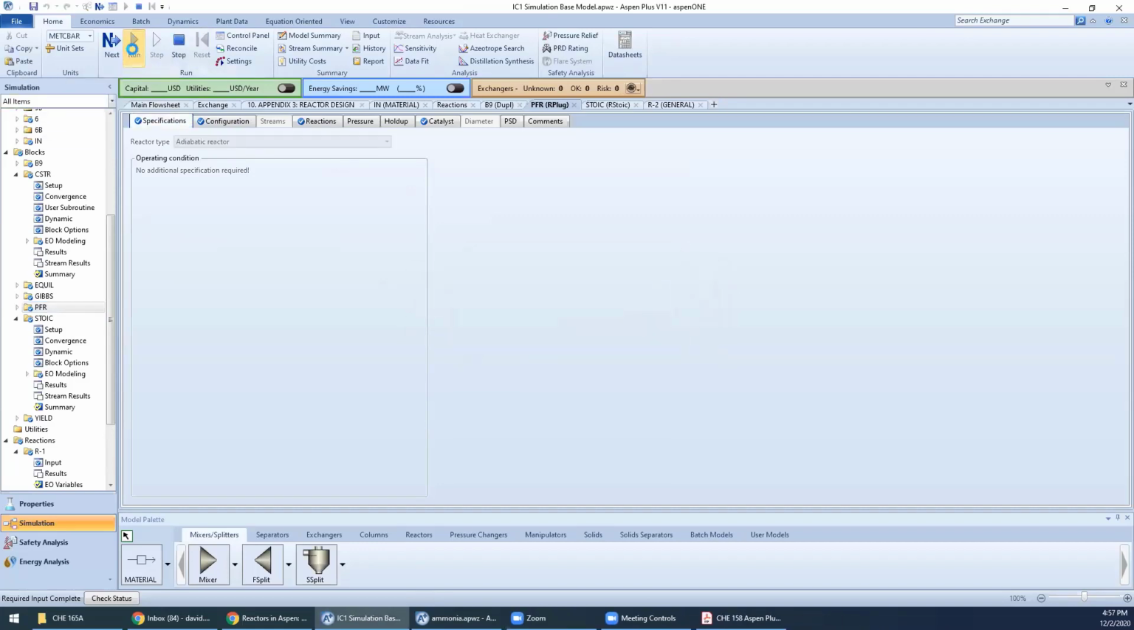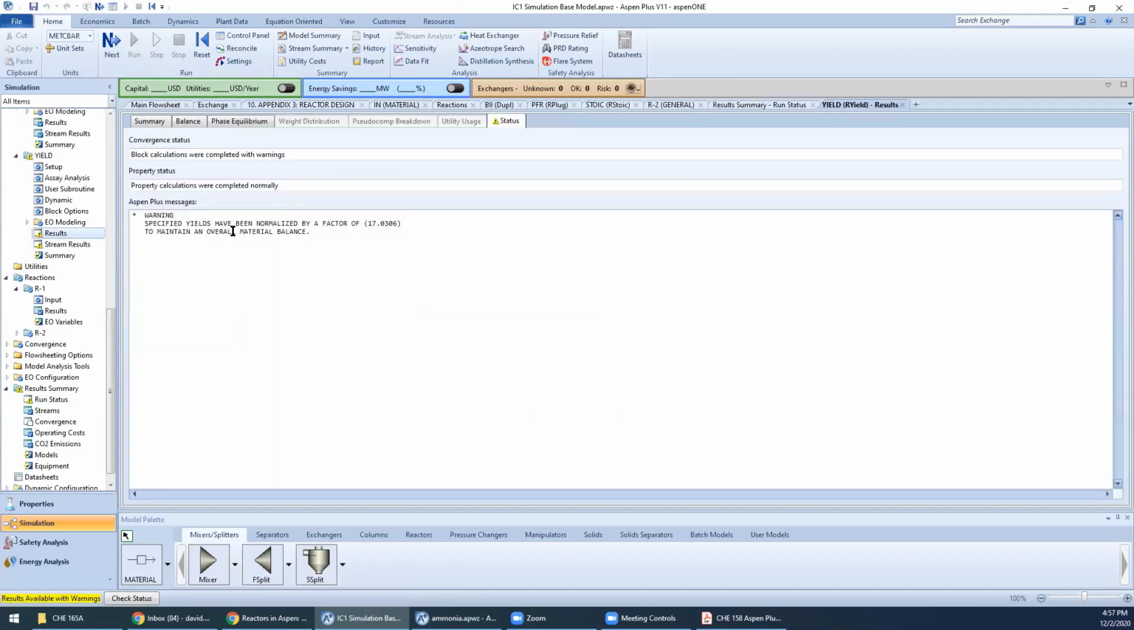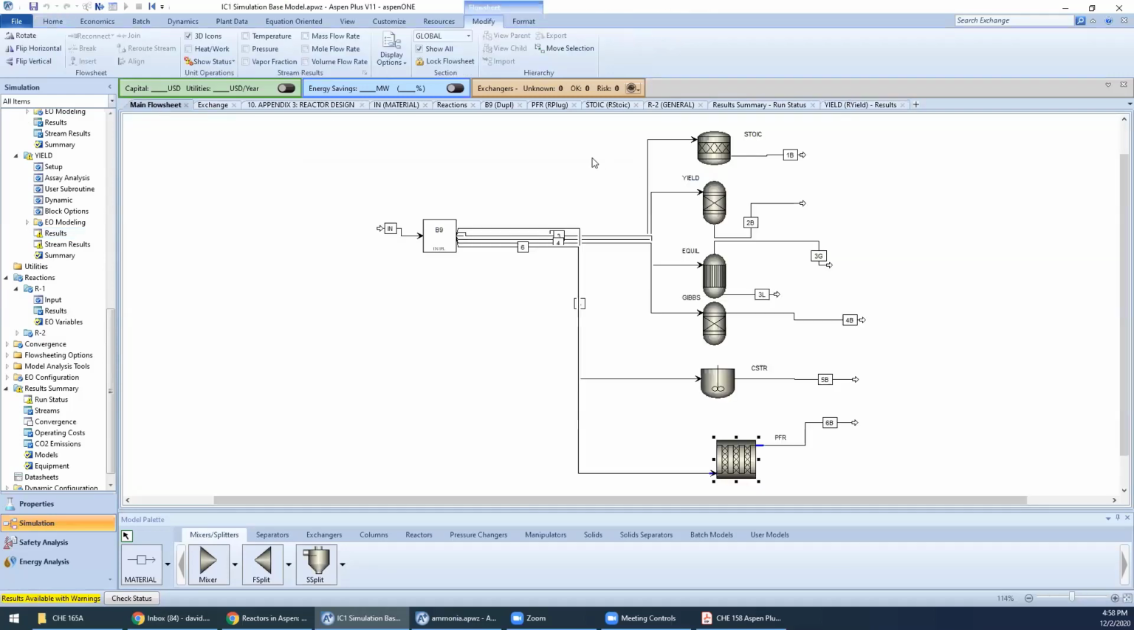So reset, because I don't know what I did. Hopefully I didn't change anything. So we run it, and we have a warning with our yield reactor. Let's check that out. Specified yield has been normalized. Okay, so it doesn't prevent us from having a solution. All it's telling us is, hey, you didn't specify something, so we had to do it for you. So it's just hitting us in the back of the head, like, don't be stupid next time.